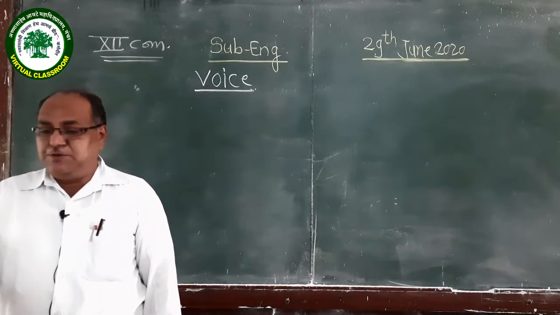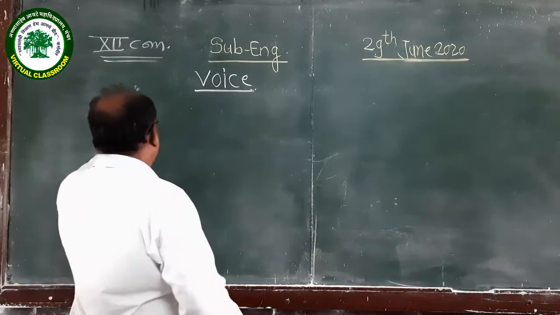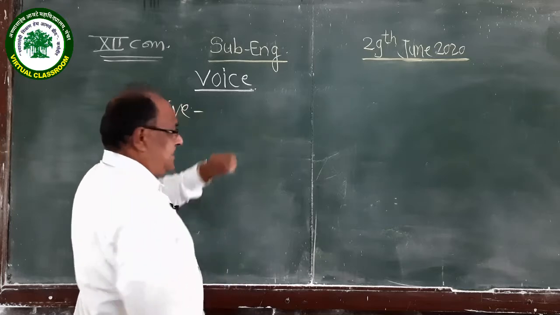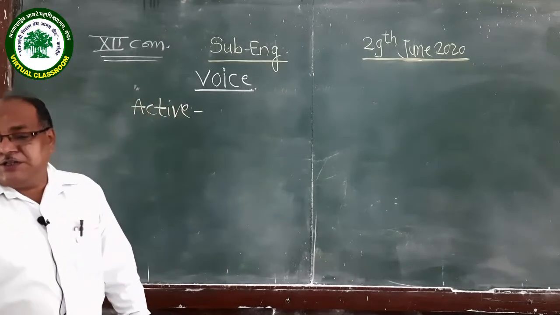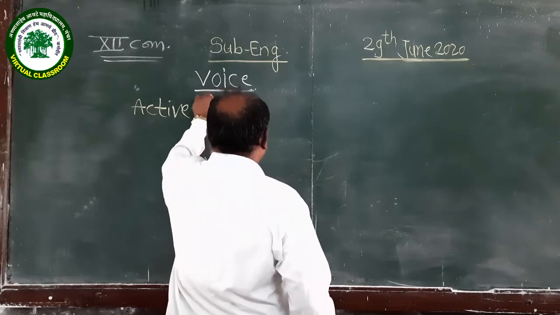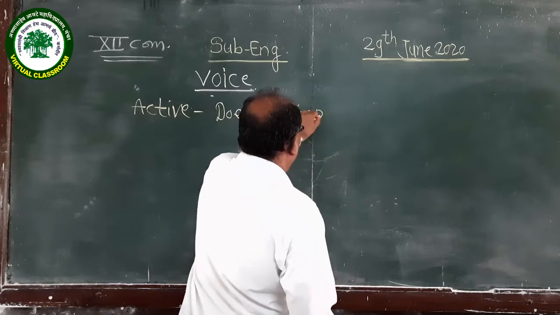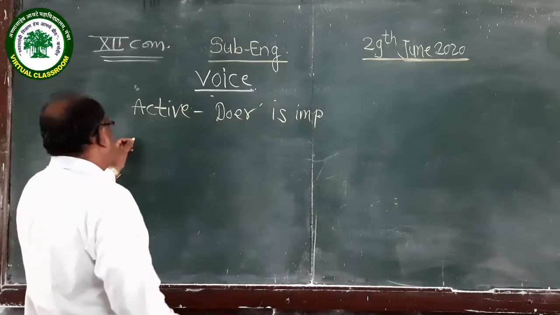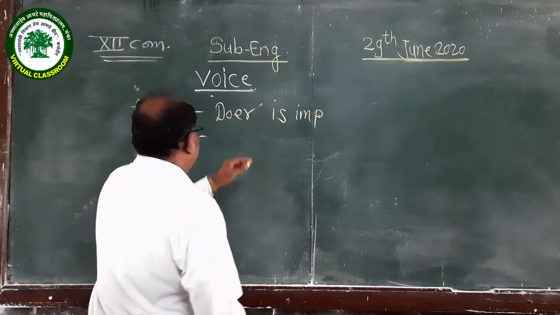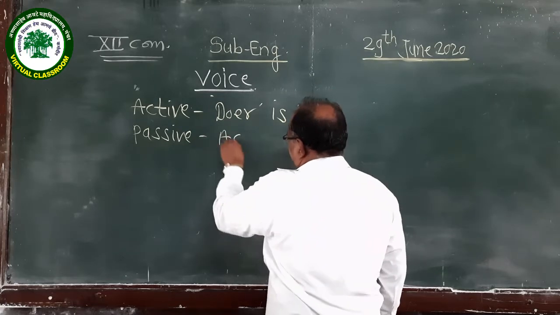Means done to the subject. As you know, there are two types of voice. First is active voice. In the active voice, what is important? Doer is important in active voice. And the second type of voice is passive voice. In a passive voice, what is important? That is, action is important.